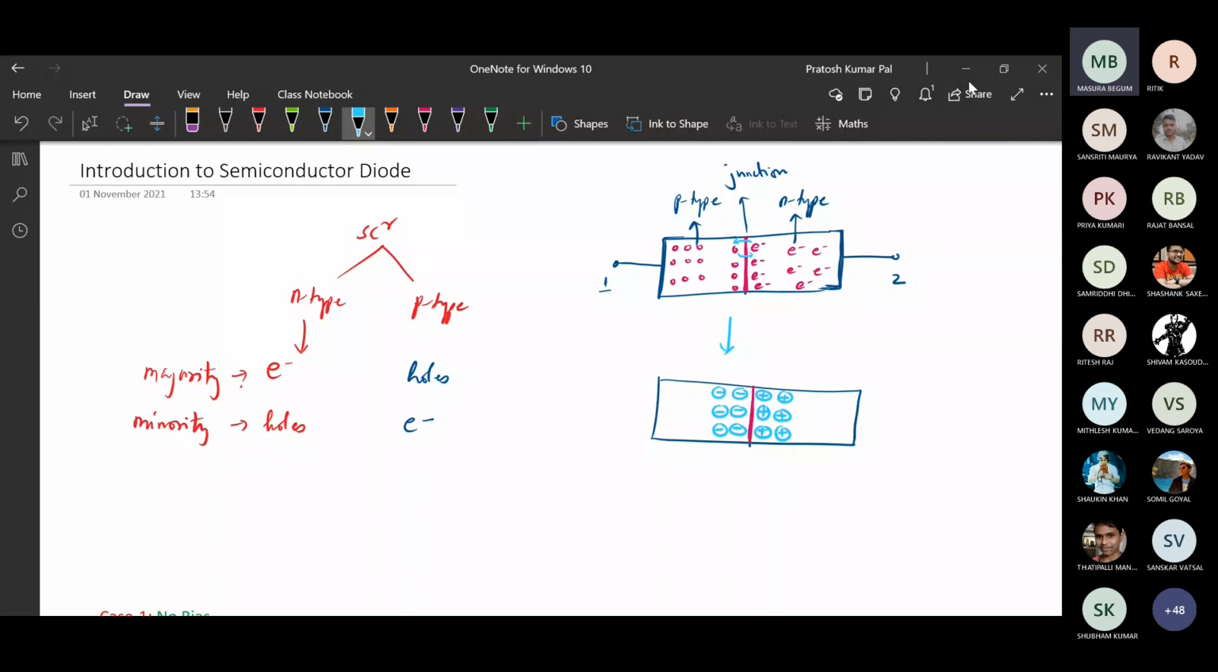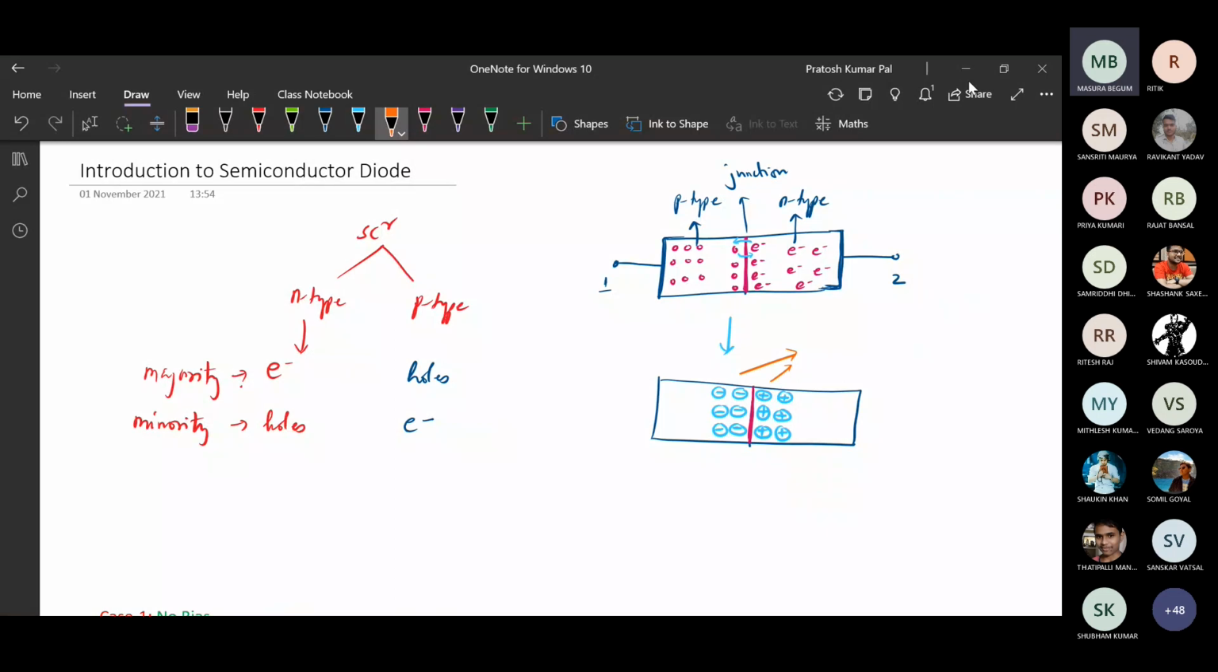These positive and negative charged ions are called immobile charge carriers. A mobile charge carrier means one that can move from one place to another, which constitutes a current flow. But if it is an immobile charge carrier, it will not be moving, so it will be fixed, negatively or positively charged near the junction.